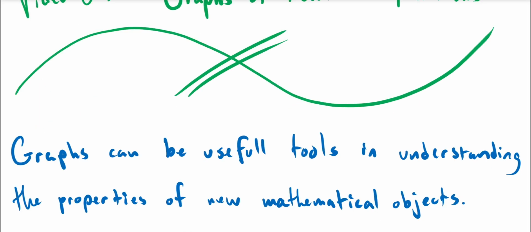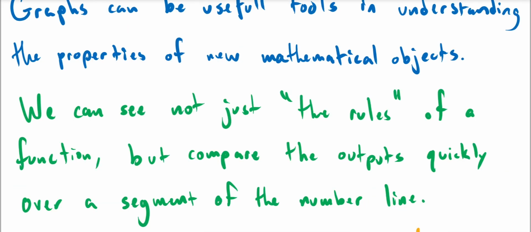So graphical depictions can be useful tools in understanding the properties of new mathematical objects that you may learn. It gives us a nice way of seeing not just the rules of a function, but how to look at all of the outputs quickly given a certain section of the number line as an input.